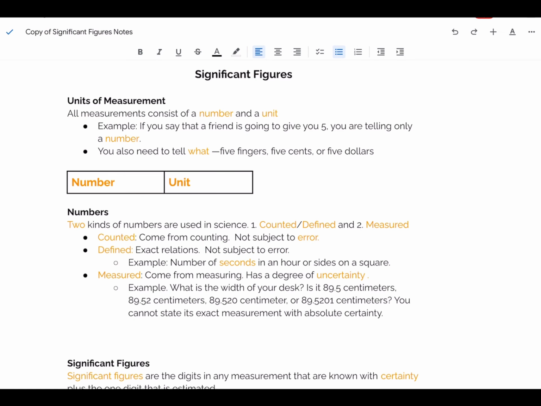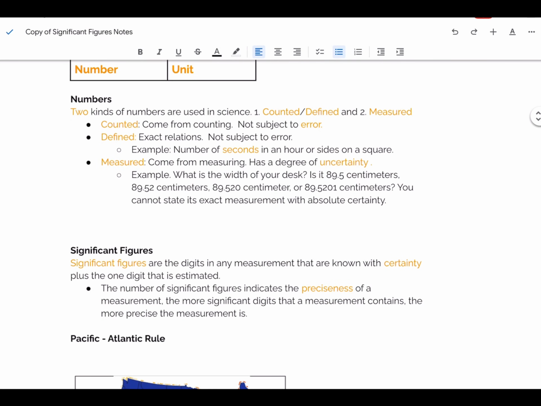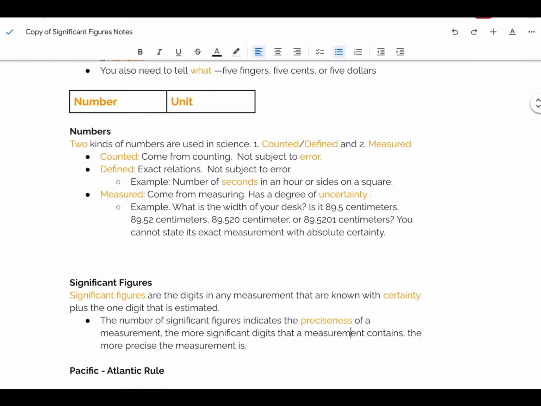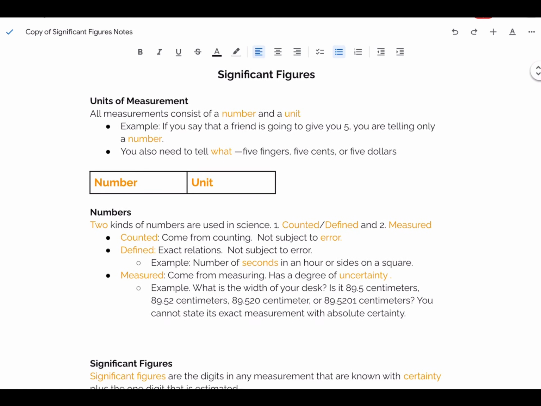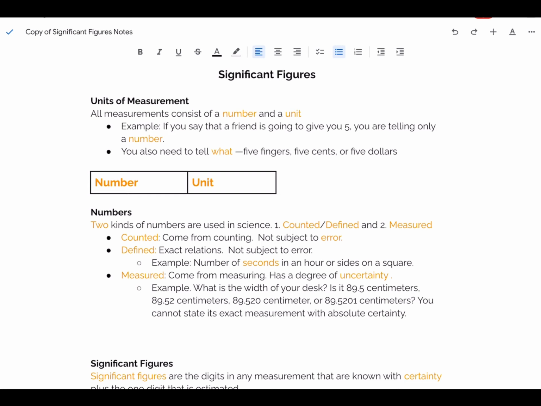Okay, that is an overview of significant figures. What exactly are measurements, the different types of numbers, and then how to calculate them using the Pacific Atlantic rule, and then specifically looking at addition, subtraction, or multiplication and division. Feel free to rewatch parts of this video and ask questions if you need any help.